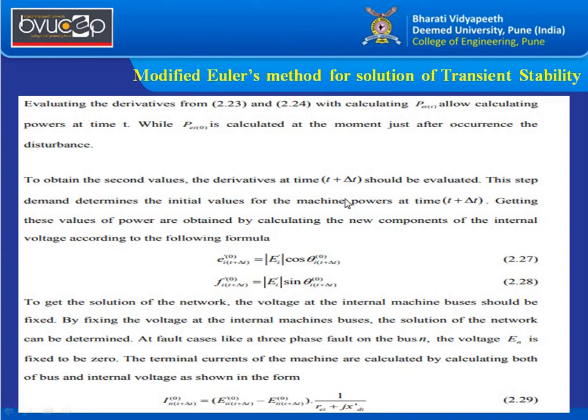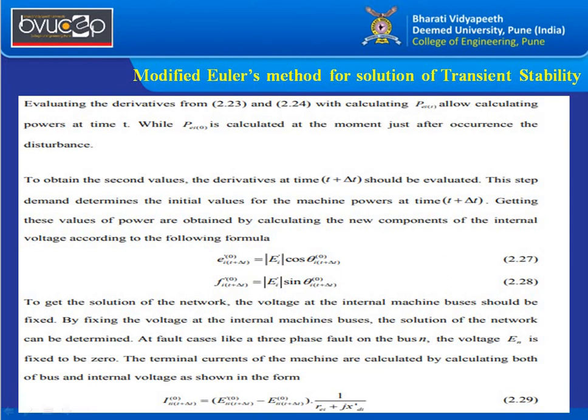Now to obtain the second value, that was the first value, we should consider the derivative at time t plus delta t to be evaluated. This determines the initial values of the machine powers at the time t plus delta t. So the new components of the internal voltage will be: Ei at t plus delta t naught will be equal to Ei cos theta i at t plus delta t naught. This is for the voltage, and this is the term related to the frequency, which we will consider for the sine of the angle. These two equations are the same; the only difference is between the sine and cos.